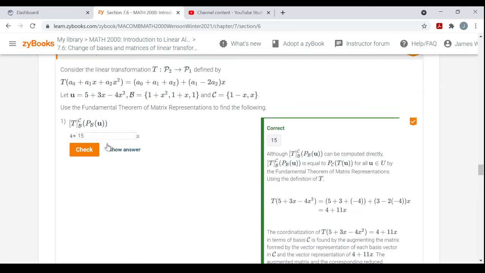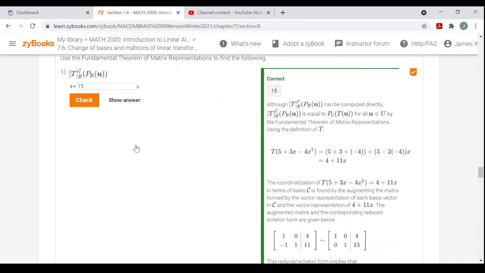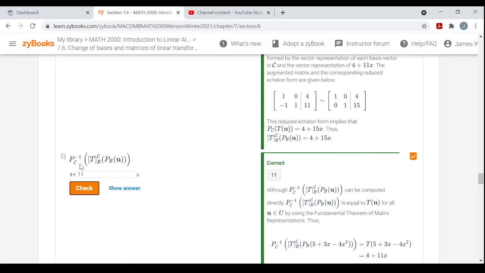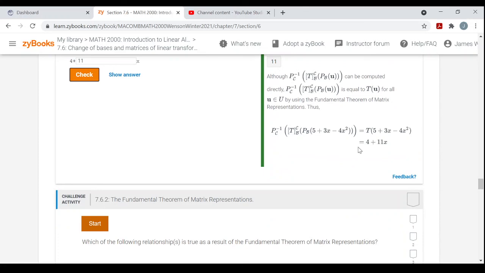Yeah. So again, the way they had this written, I don't like, because it should have been 4 times the first vector from C plus 15 times the second vector from C. But just enter the coordinates here, and same thing here. The coordinates at the end here, this PC inverse, this should be T of U, and T of U is back in the standard basis for the codomain. So I want to write the output in terms of the standard basis 4 plus 11x.